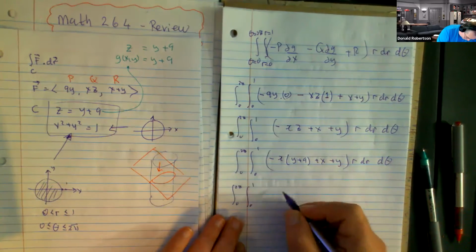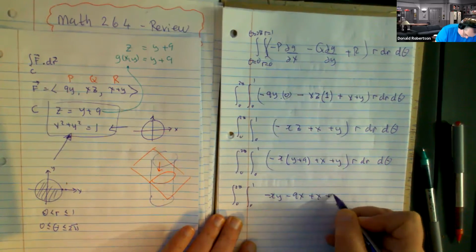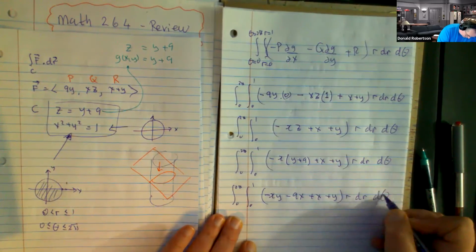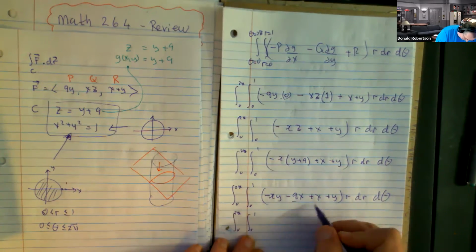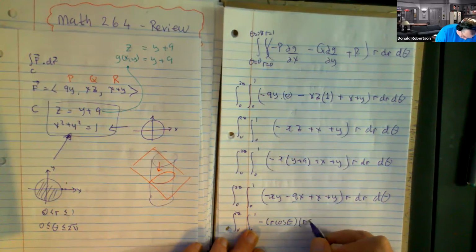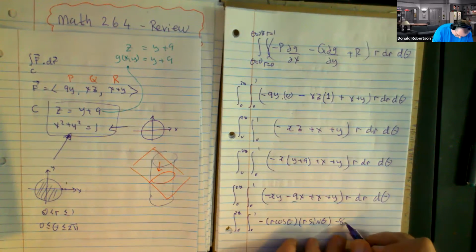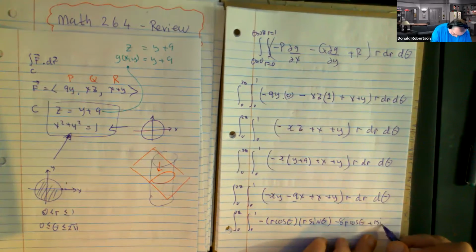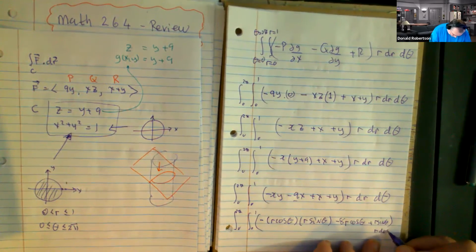Okay, so it's negative xy, that, plus that. Again, I'm putting far too many lines in, but it's better too much than not enough. Okay, that's going to get me negative 9x. So it's going to be negative r cos theta, that's x, times r sine theta, that's y, minus 8x becomes negative 8 r cos theta, plus a y, which is going to get me an r sine theta, all times an r dr d theta.